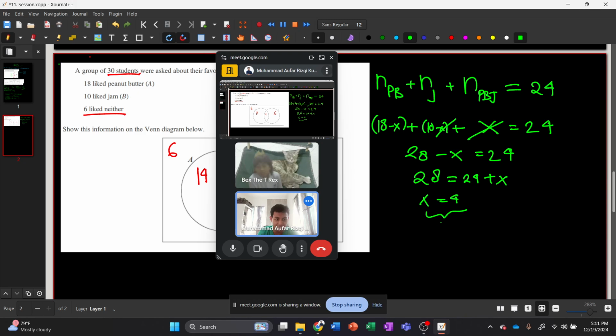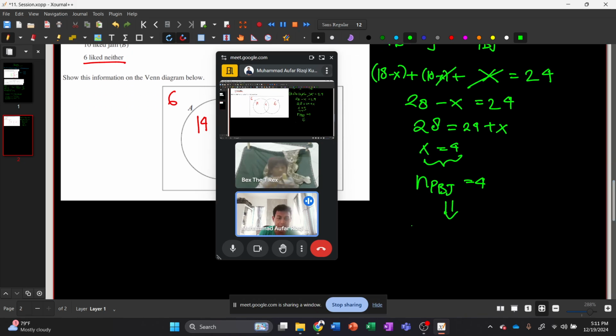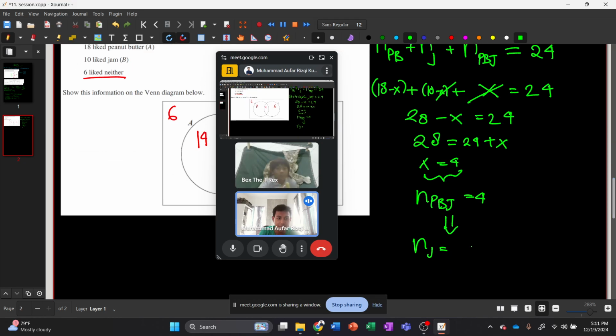That means x is, don't forget, x represents what, Max? x equal to 4, but x represents what? The number of people who like PB&J. So n of PBJ equals 4. That means the number of people who like only jam is equal to 10 minus x, so 10 minus 4 is 6. The number of PB only is 18 minus 4. This is 14. This is how you do it without guessing.